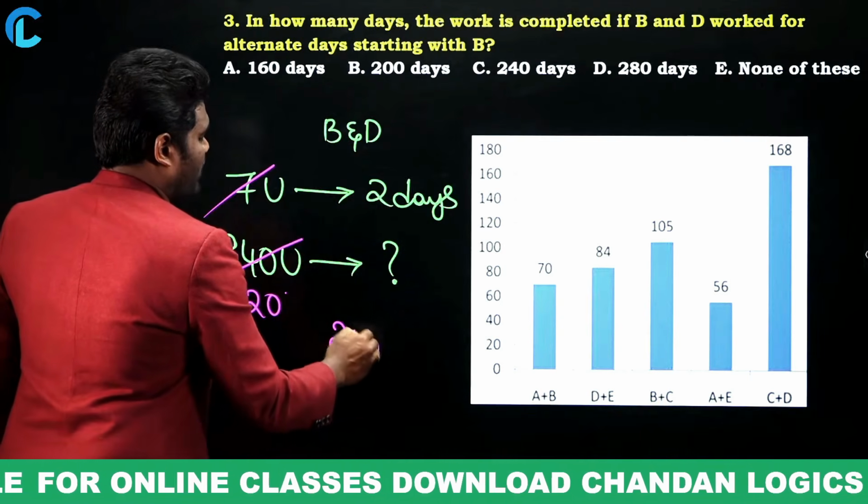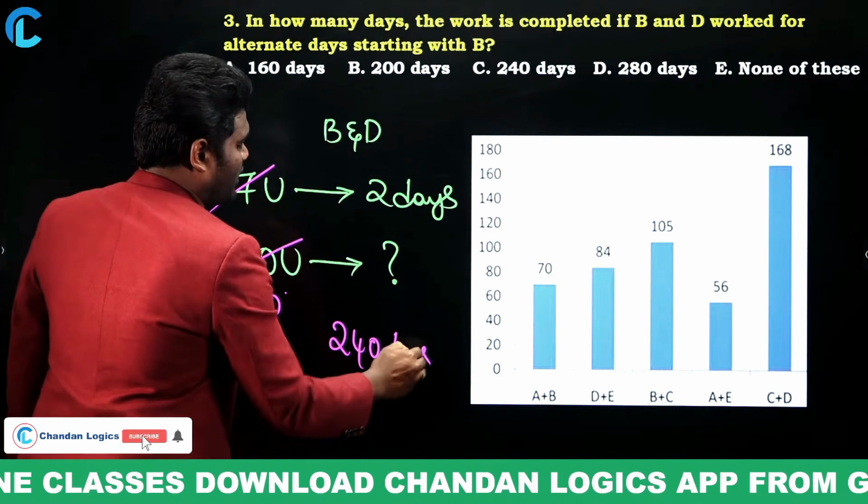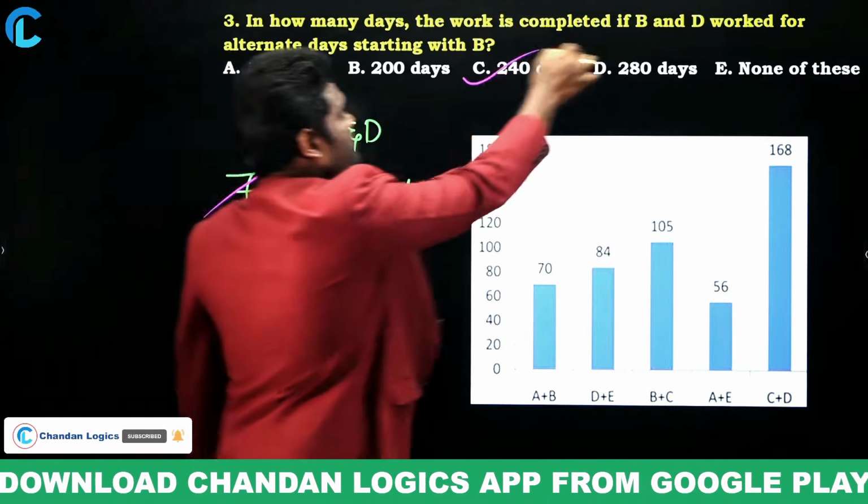120 into 2 means 240. So the number of days is 240 days. Yes or no? So the answer for this question will be 240 days.